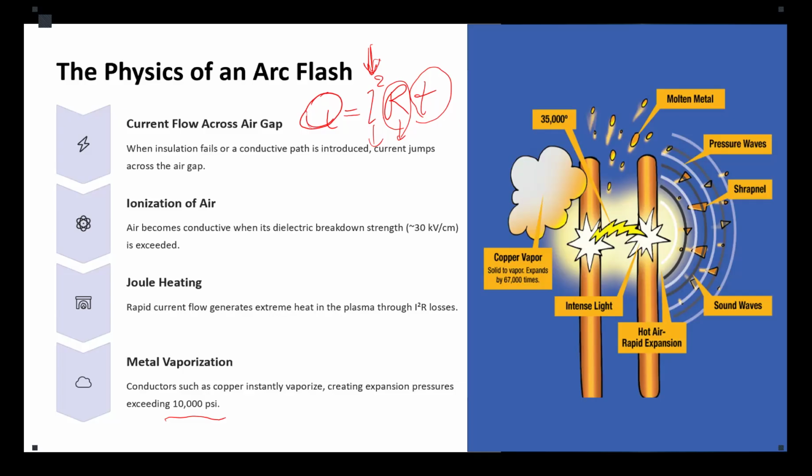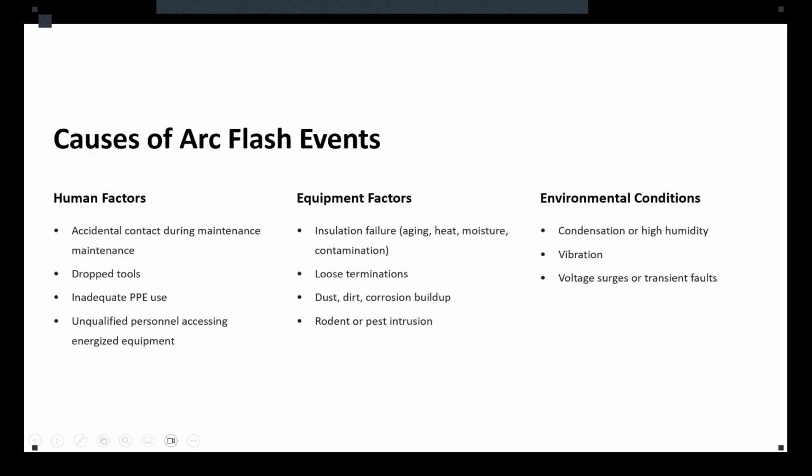Okay, so now, so far we've looked at what an arc flash is and the physics behind how it forms. Now we have to shift our focus to a more practical question: what causes arc flash events in a real-world electrical system?